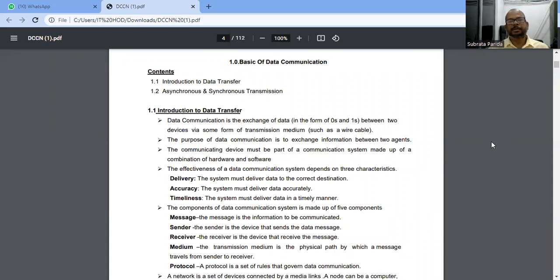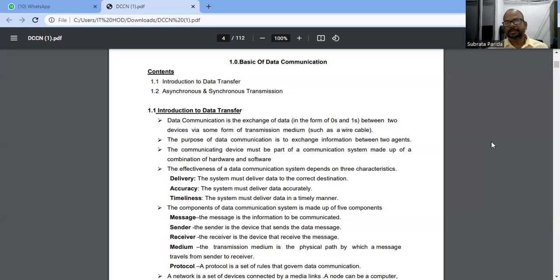The data is the raw material to the information. We know all about that one. When we process the data, the result is information. The data communication is part of the network. This is the synonym to the network. When you are talking about that network concept, you should have the knowledge on what is data communication.